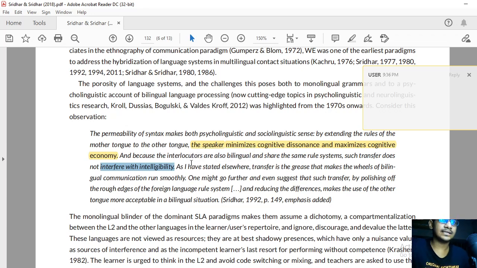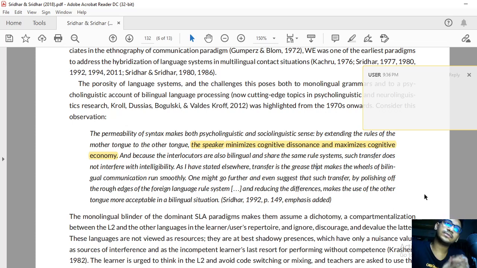As I have stated elsewhere, transfer is the grease or the oil that makes the wheels of bilingual communication run smoothly. It's a beautiful sentence, right? One might go further and even suggest that such transfer, by polishing off the rough edges of the foreign language rule system and reducing the differences, makes the use of the other tongue more acceptable in a bilingual situation. So here it's a stronger argument.